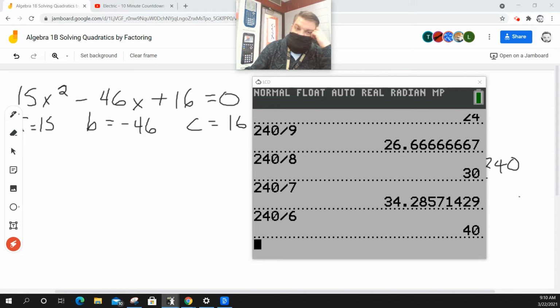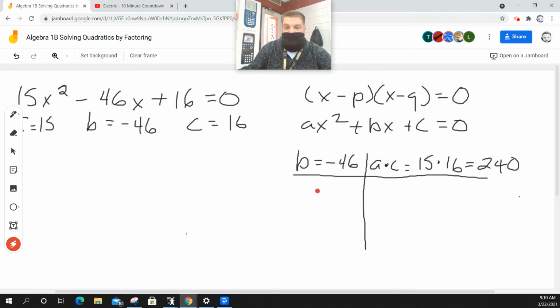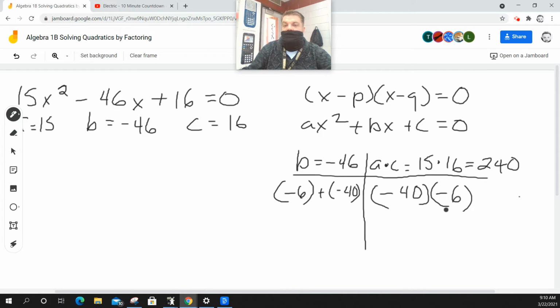So then what does this mean? Well, this probably means that I could say negative, oops, let me write this down. I could say negative 6 plus negative 40 equals negative 46. And then I could say negative 40 times negative 6 equals 240, positive 240.